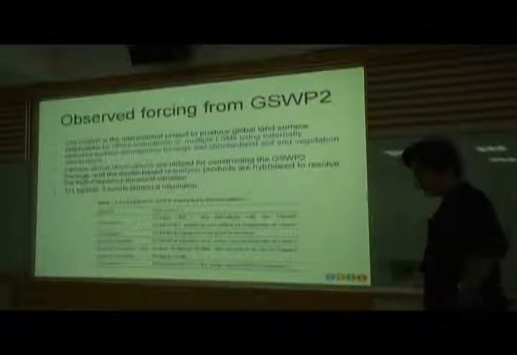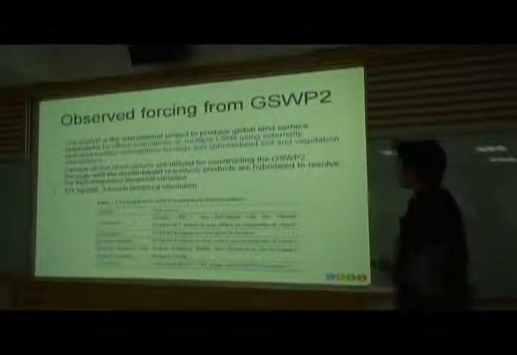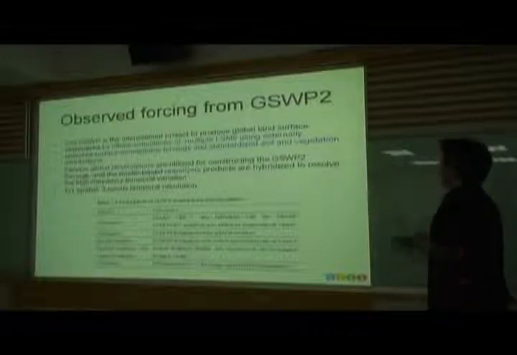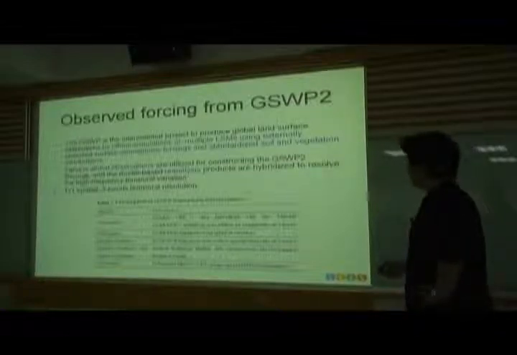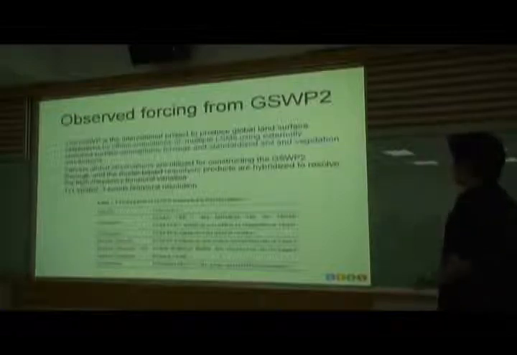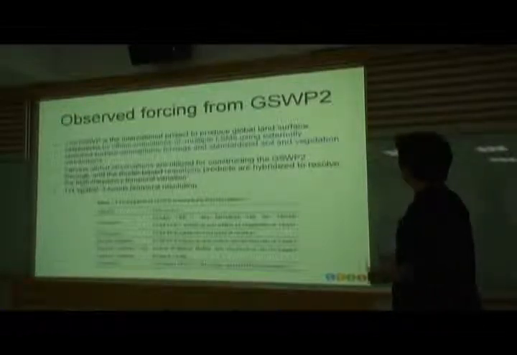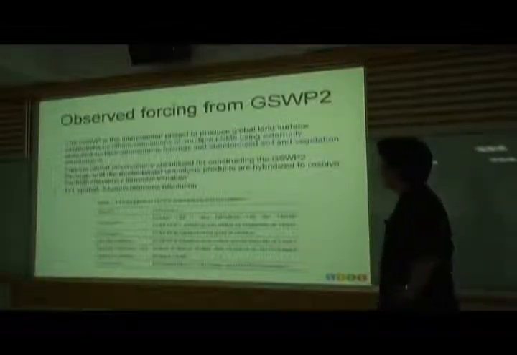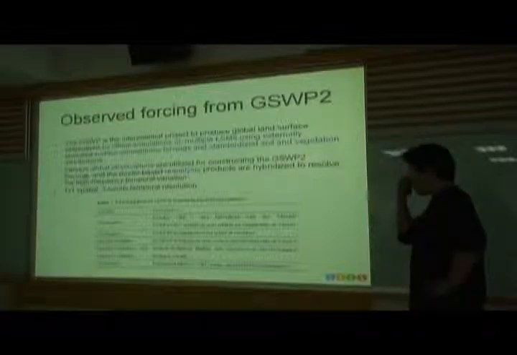The GSWP is a comparison project of land surface models by offline simulation of multiple land surface models using externally specified atmospheric forcings. Various global observations are included in the GSWP2 forcings, such as temperature from CRU, the SRB radiation data, and the GPCP precipitation. These observations are hybridized with the model-based reanalysis product to resolve the higher frequency temporal variation. So the GSWP provides 1 degree spatial resolution and 3-hourly temporal resolution data for 1983 to 1995.